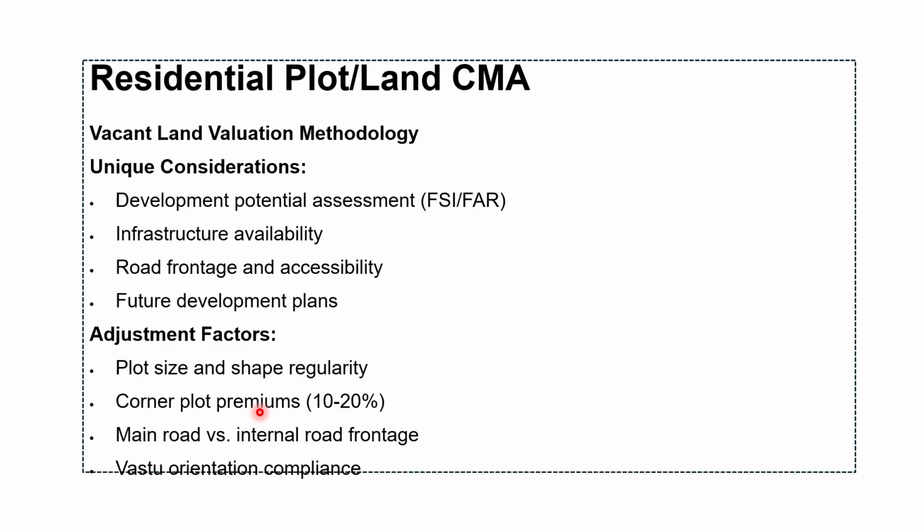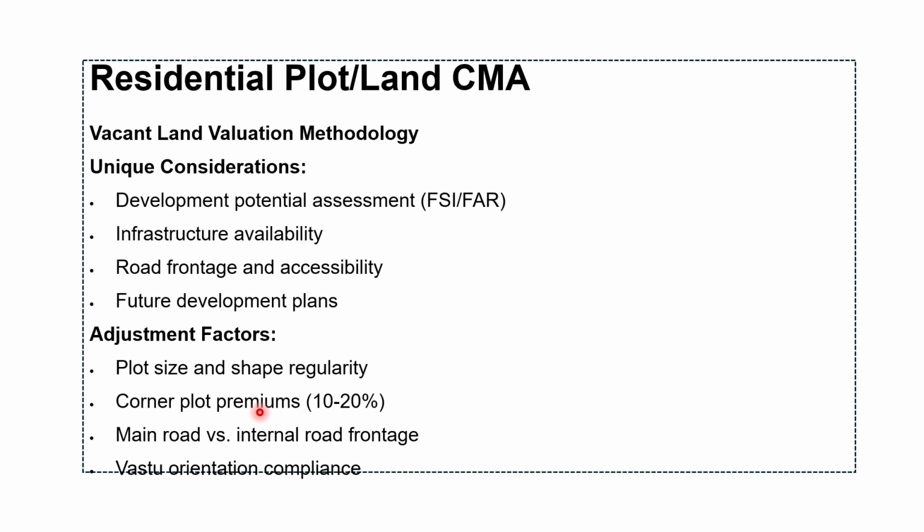Vacant land valuation requires specialized CMA techniques, acknowledging the unique characteristics of underdeveloped properties. Development potential rather than current improvements drives land values and requires modified analytical approaches. Development potential assessment involves analyzing maximum permissible construction under current zoning and building code regulations. Then floor space index or floor area ratio calculations determine buildable area, while setback requirements and height restrictions affect development feasibility.